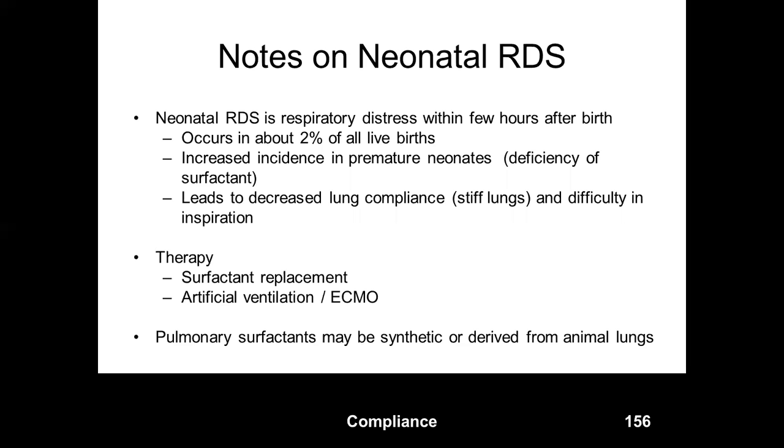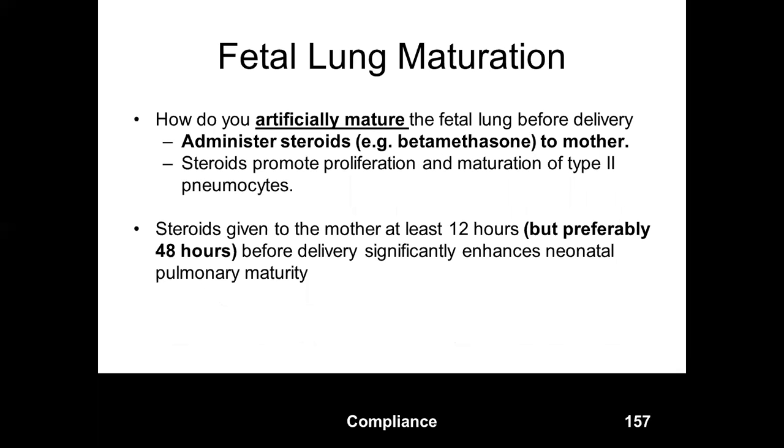How do we help this individual? Before we help this individual, we should talk about how we can prevent the situation. If there is a need to deliver a fetus, as physicians, there is a technique we use to artificially mature the lungs. One of the things you can do is to administer steroids to the mother. Steroids are a group of drugs, and one of the things they do is promote the maturation of type 2 alveolar cells.